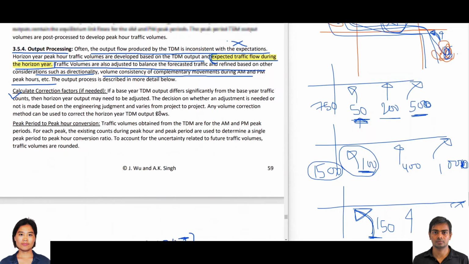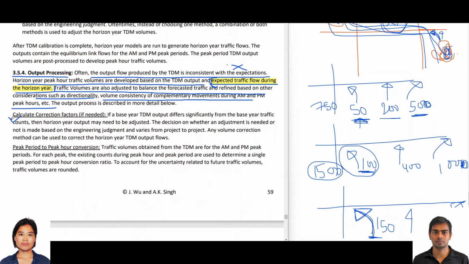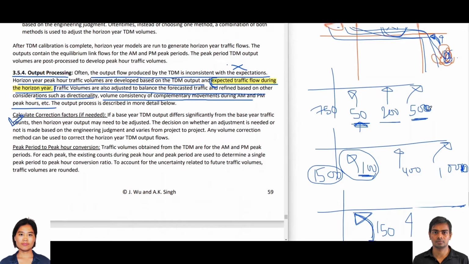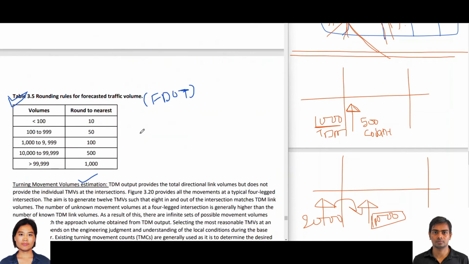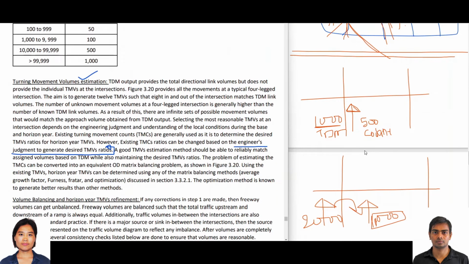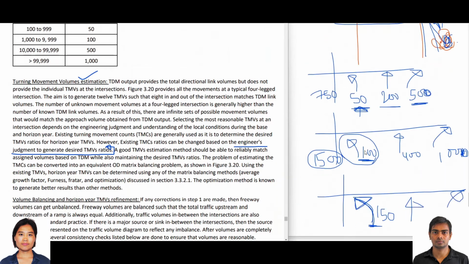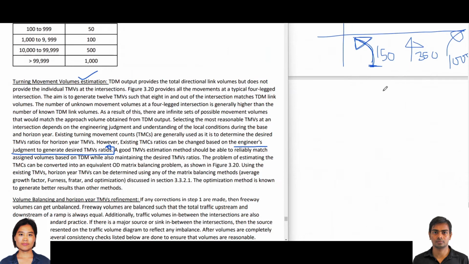So far in output processing, what we did is we corrected the link flow if needed using the difference and ratio method, which was here. So we looked at how the existing TDM was behaving, and then we corrected the future TDM. Then we converted the peak period into peak hour, and then we took the link flows and changed them into turning movement counts. So in the output now we have the intersections with all the turning movement counts.